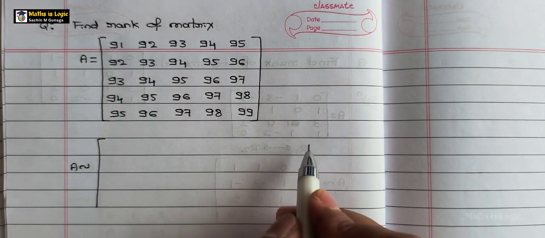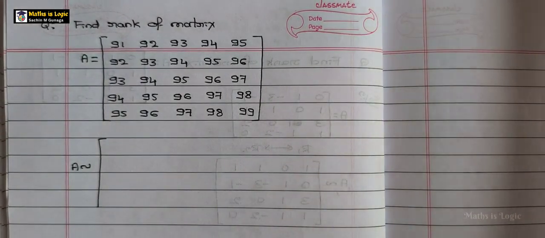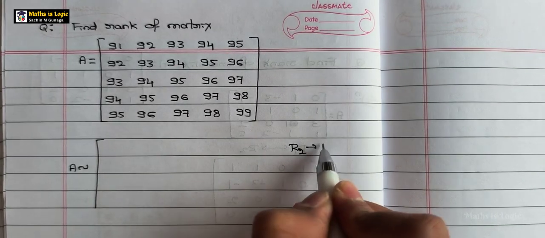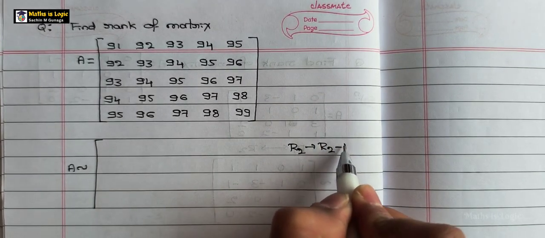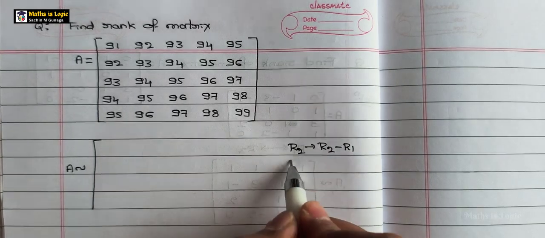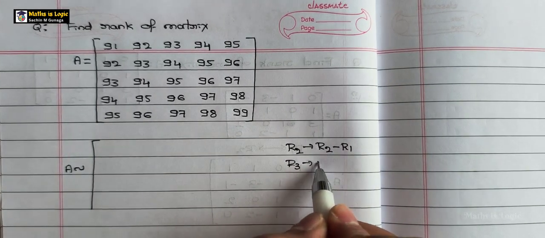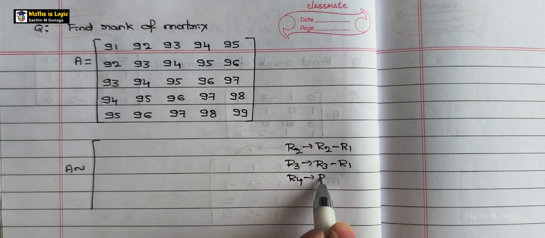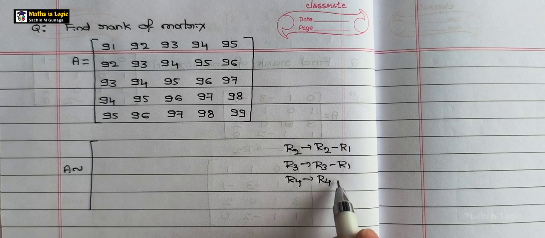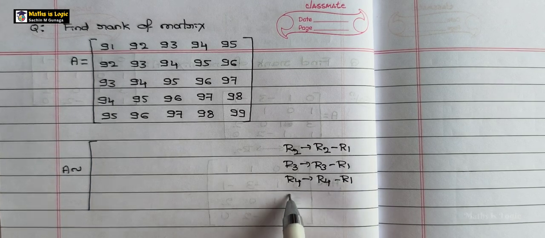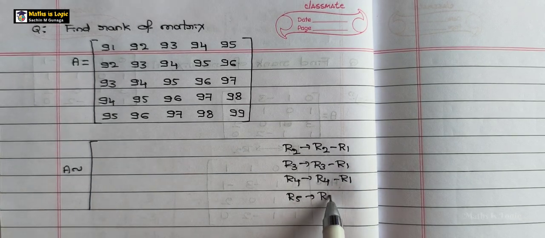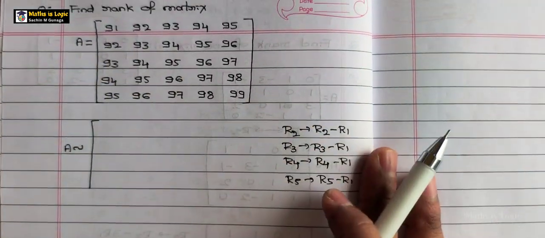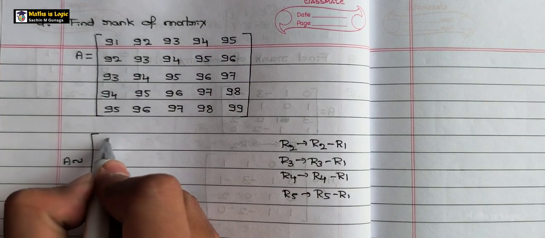So which row transformation are we going to apply here? First, R2 changes to R2 minus R1, R3 changes to R3 minus R1, R4 changes to R4 minus R1, R5 changes to R5 minus R1. First row, first column we are not changing, so keep it as it is.